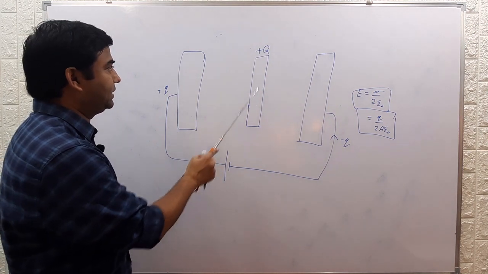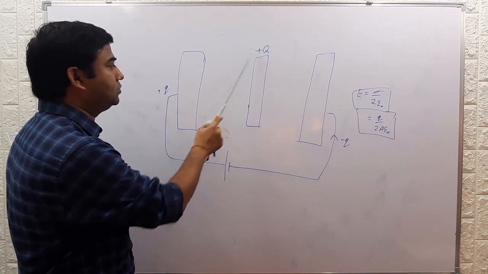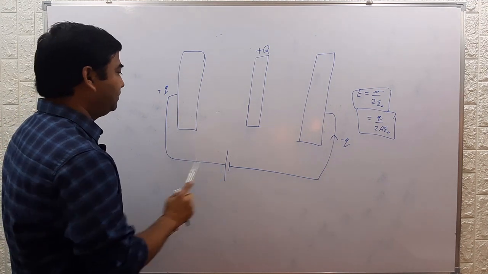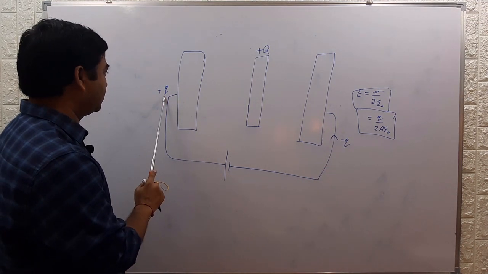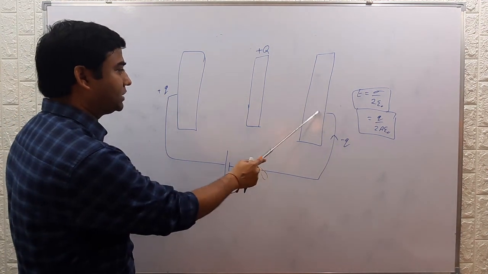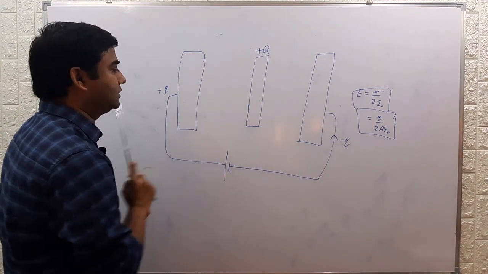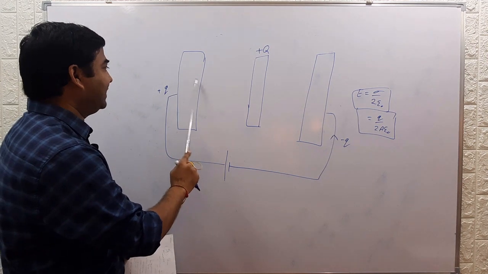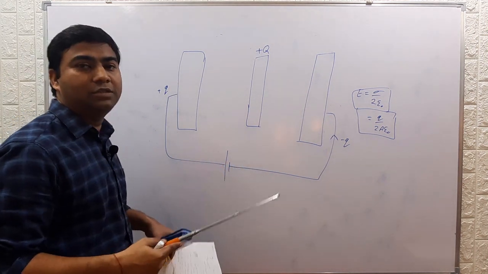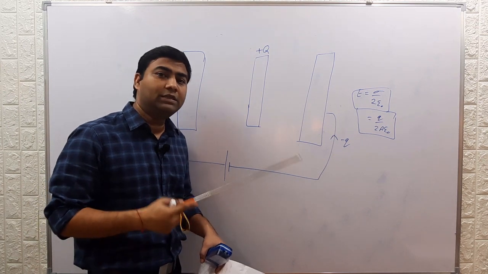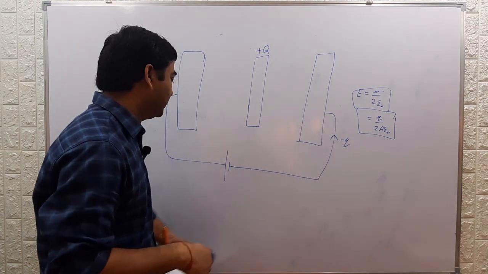This middle plate has external charge plus Q, and these end plates have been connected with a battery, and this battery supplies plus small q charge and minus small q charge to both these end plates. Now you have to find at every surface what will be the charge distribution. What will be the charge distribution in equilibrium?